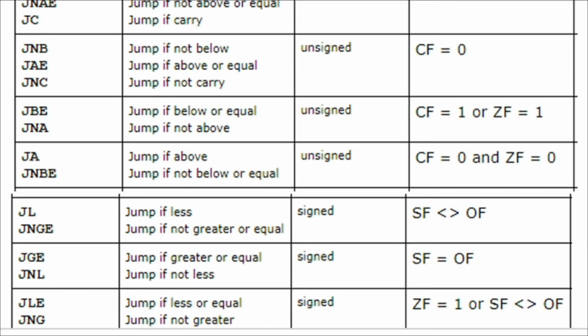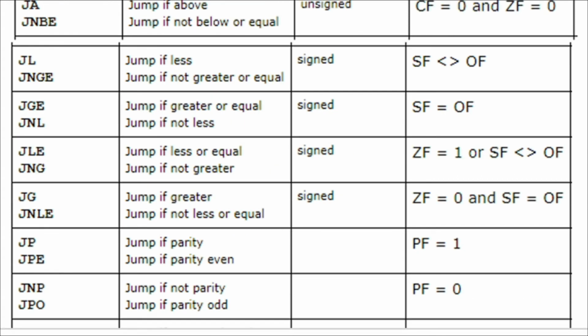Next are JBE, JNA, so they are triggered when CF is equal to 1 or, take note, or ZF is equal to 1. Okay, so either of those conditions. And what they will do is jump if below or equal and jump if not above. Okay? Their counterpart JA and JNBE, jump if above and jump if not below or equal, needs the condition CF is equal to 0 and, okay, and ZF is equal to 0, meaning both conditions must be met before JA and JNBE will be triggered.